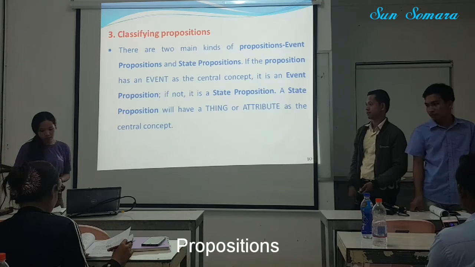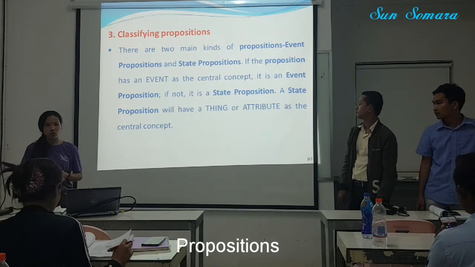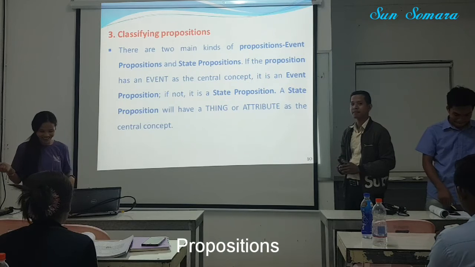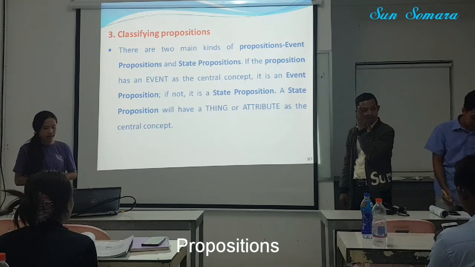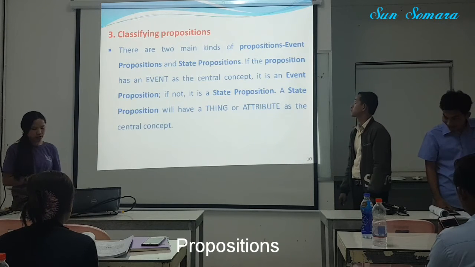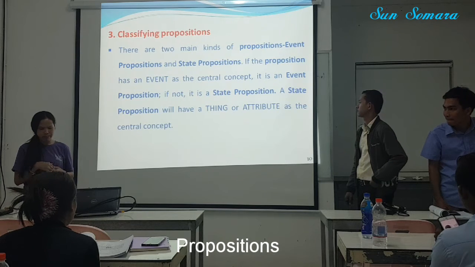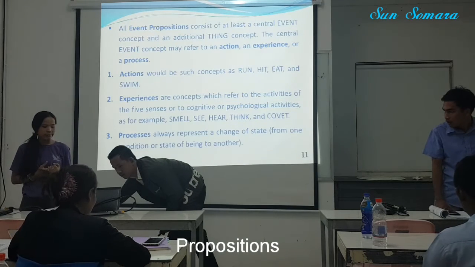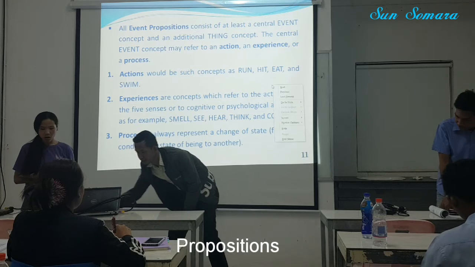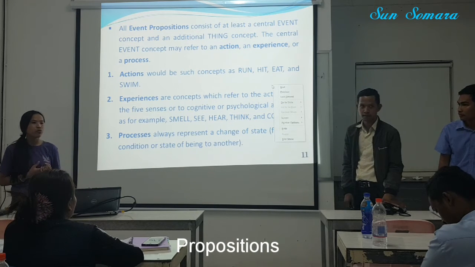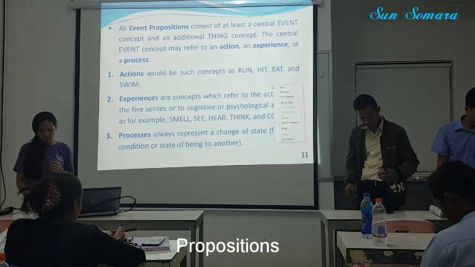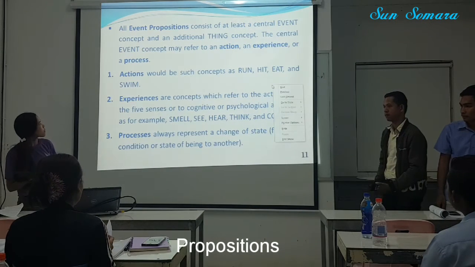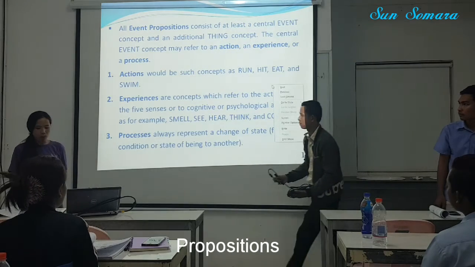One more, the state proposition. A state proposition does not have an event concept central to the proposition. It consists of a thing and an attribute related to one another by a relation. It has two main parts: topic and comment. The topic is the concept that we are talking about. The comment consists of the thing or attribute that we use to describe or identify the topic, plus the relation. Example: the English sentence "The book is Peter's."